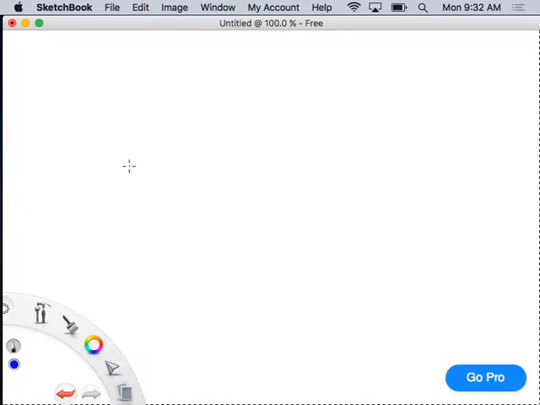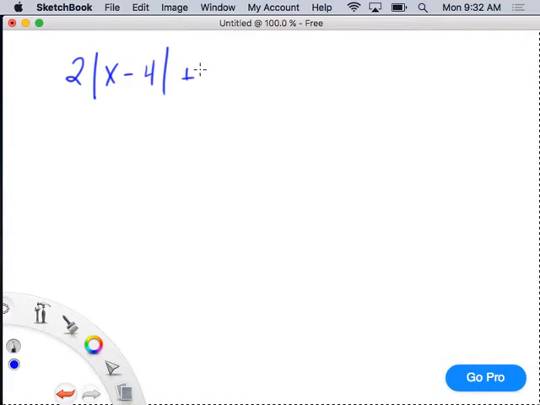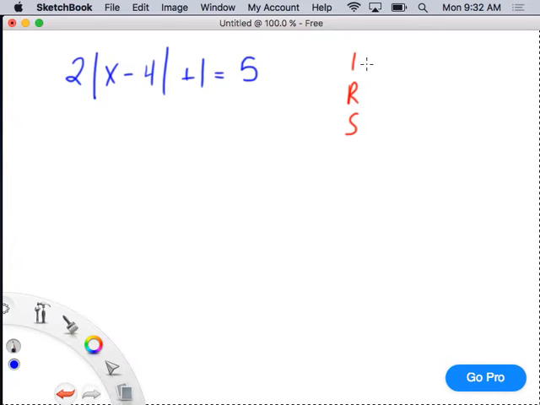Okay, so just so you guys can be refreshed, 2 times the absolute value of x minus 4 plus 1 equals 5. Okay, how do I solve this? I do the IRS, which is isolate, rewrite, and solve. Okay, so what's the first step to isolating this absolute value equation? Brendan? Subtract 1 from both sides. There you go.